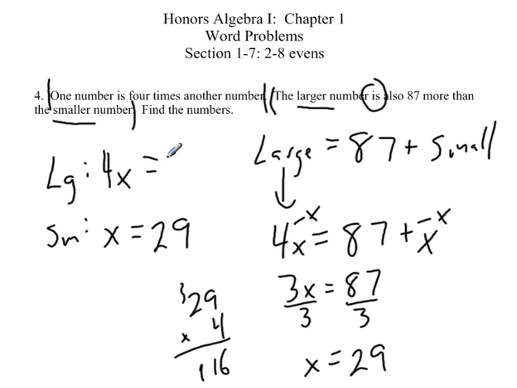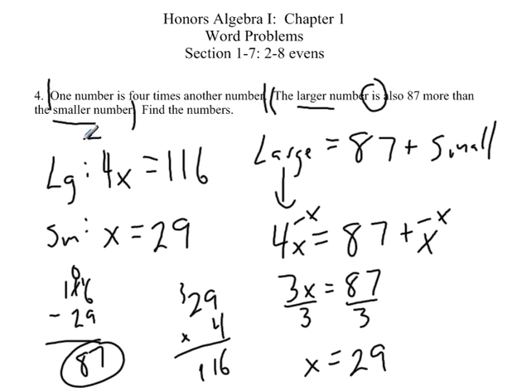So I get 4x is 116. If I want to check my work to make sure I satisfy both of these statements, I want to make sure that 116 minus 29 truly gives me 87, like the problem says it should. So just a quick check on that. The difference is 87. So this box contains my answers again.